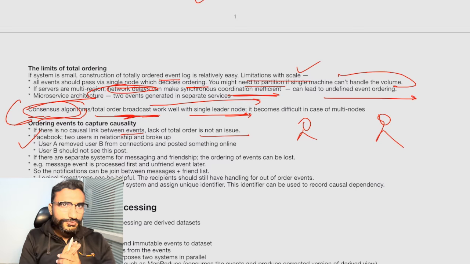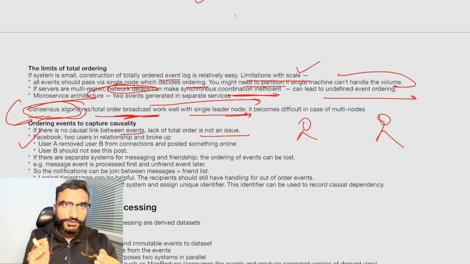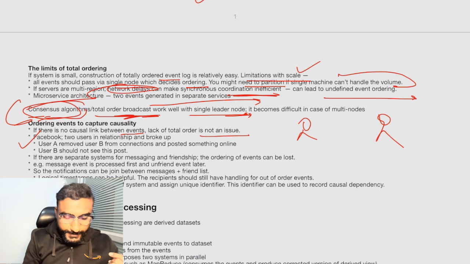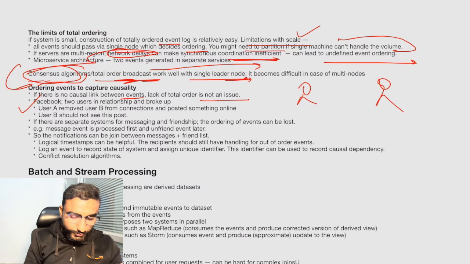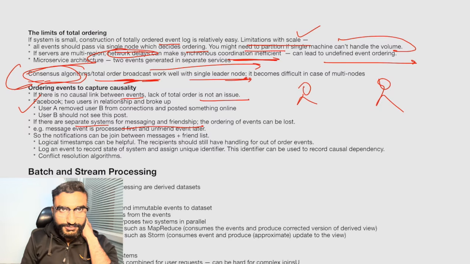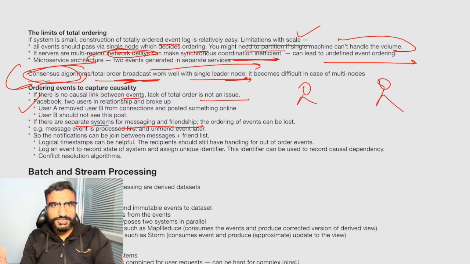Okay, what the system has to ensure is that since that person has unfriended or unfollowed Mandeep, Mandeep should not be able to see that post. Okay, so that's the idea of it. That's what we want to do. Now let's say there are separate systems for messaging and friendship. Who manages those messages, who manages the friendship or relations, right?